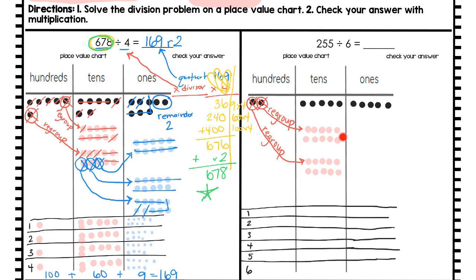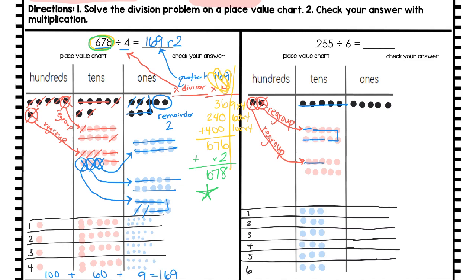Now I have 25 tens. I can split that into 6 groups. All right, I can put 1 in each group. 1, 2, 3, 4, 5, 6. So I'm going to cross out 6. I have enough to put another one in each group. 1, 2, 3, 4, 5, 6. There's more. Do I have enough to put one more in each of the 6 groups? Yes, I do. 1, 2, 3, 4, 5, 6.